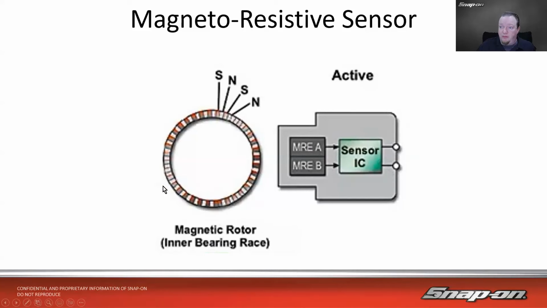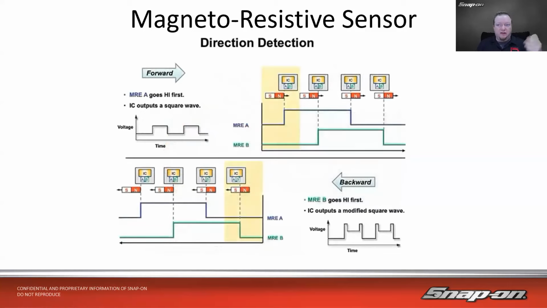And on the rotor, usually on the inner bearing race, oftentimes it's part of the hub assembly now on many vehicles, it's going to have an encoder ring with north and south poles all the way around it. So judging by how the magnetic field affects these two Hall effect sensors, they send out a signal, basically a square wave. So this can also be used for direction detection.